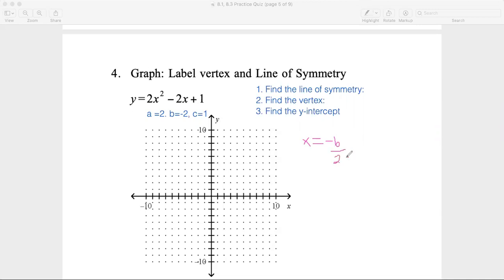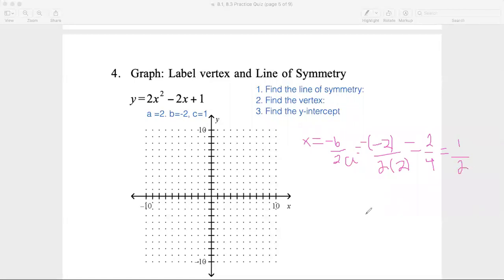Okay, so then that would be negative, and then my b is a -2. And then 2 times my a, which is another 2. Okay, so 2 negatives make a positive up top, so that's 2 over 4. So that's 1/2.